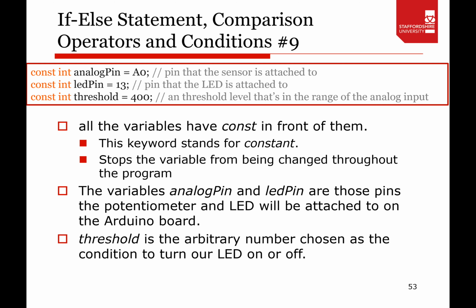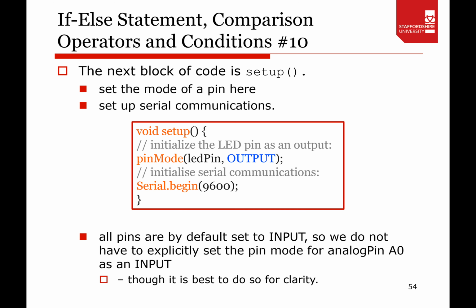So I've just gone through the code in Tinkercad. This is exactly the same information here. The variables that have const in front of them never change. The variables are analogPin and LEDPin. They're the pins the potentiometer and LED will be attached to on the Arduino board. Threshold is the number chosen to turn the LED on or off at. And there we have the explanation of the code.